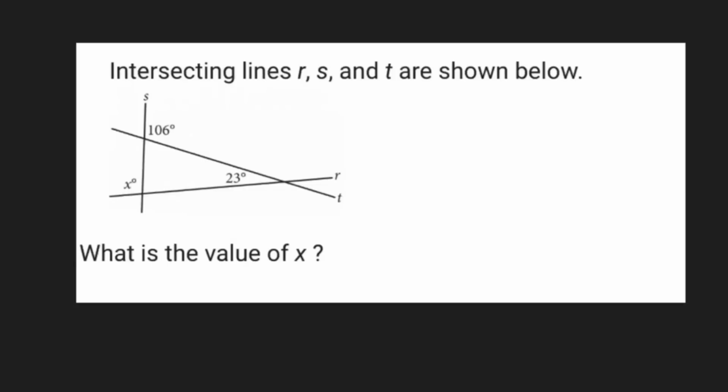Intersecting lines r, s, and t are shown below. What is the value of x? Well, they give us two angle measures, right? We have this 106 degrees out here and 23 degrees out here.